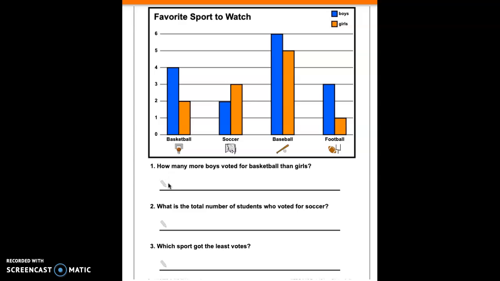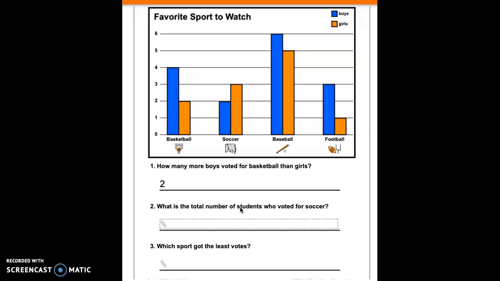So how many more boys voted for basketball than girls? You can say 2, or you can write, I wonder if I can write 2 more. Nope, I can't. So I just typed in the number 2 because it says how many more boys. It didn't ask how many basketballs, and it didn't ask for the total. So make sure you're listening to what the actual question is so that we can get these correct.